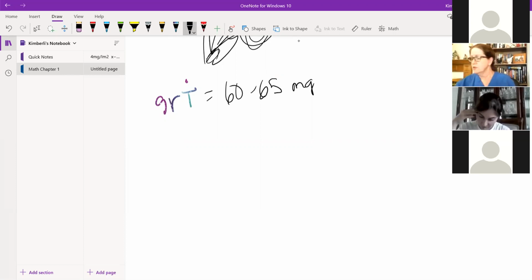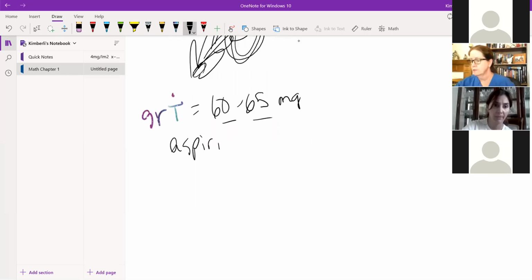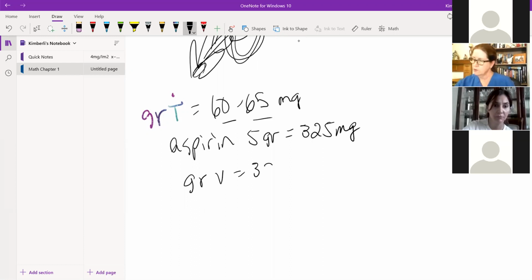Okay, so the reason it's 60 to 65 milligrams is because different drug companies in different countries use a different amount of weight for their grain, okay? So one drug that uses grains a lot is phenobarbital, but also aspirin. So with aspirin, 5 grains is equal to 325 milligrams. So the way you would write that is GR V for 5 grains. And it's 325.